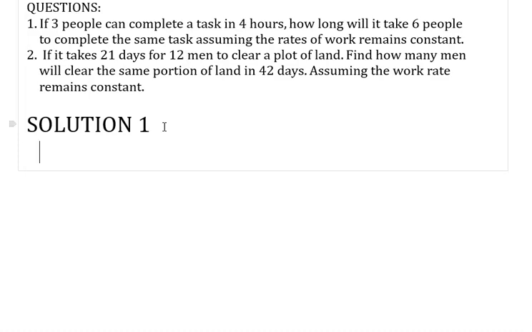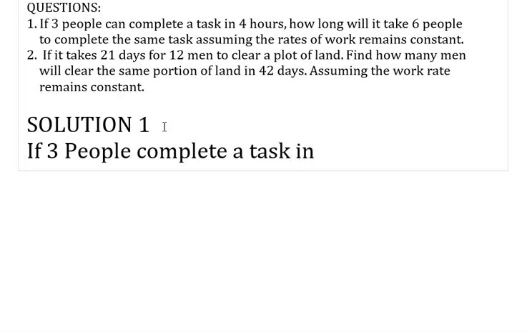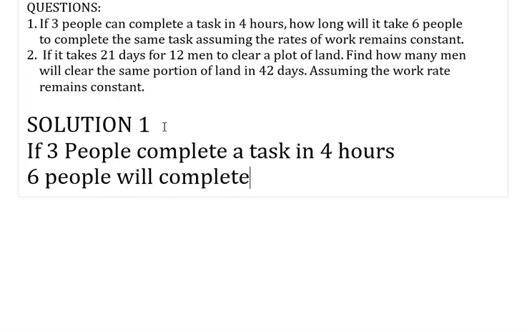So let's see. We say 3 people. If three people complete a task in 4 hours, by implication, 6 people will complete it in how many hours? We don't know. Let's check it. 6 people will complete the task in how many hours? We don't know. Okay, let's quickly put it in perspective so that we can understand what we are trying to say.